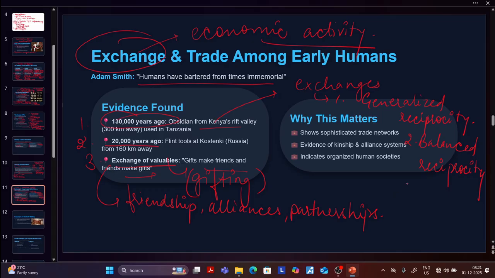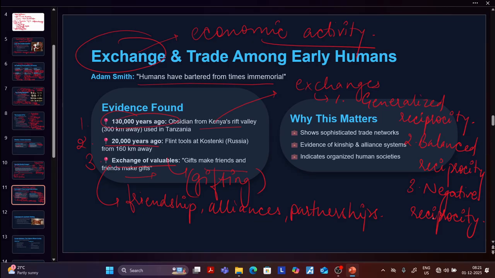Third, we have negative reciprocity. Negative reciprocity is essentially barter. Each party tries to get the better deal. Early human exchange likely emphasized generalized and balanced reciprocity through these cultural networks.